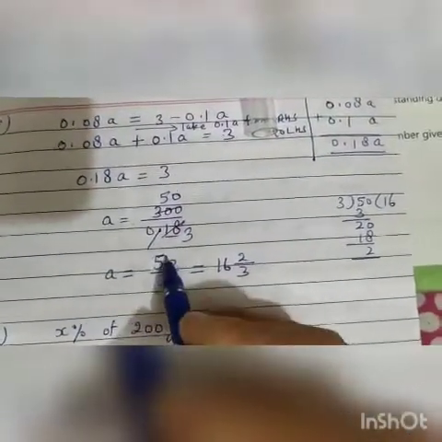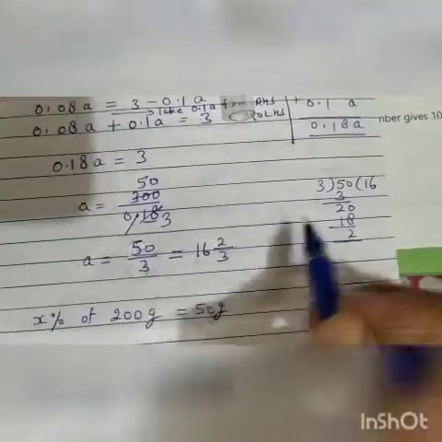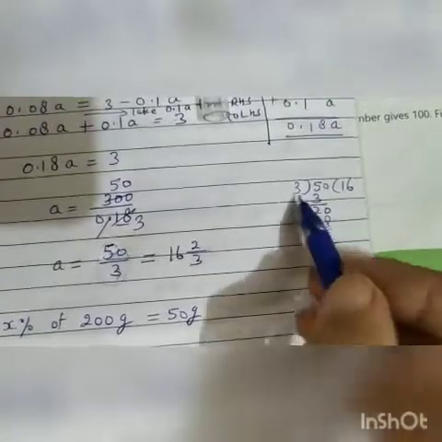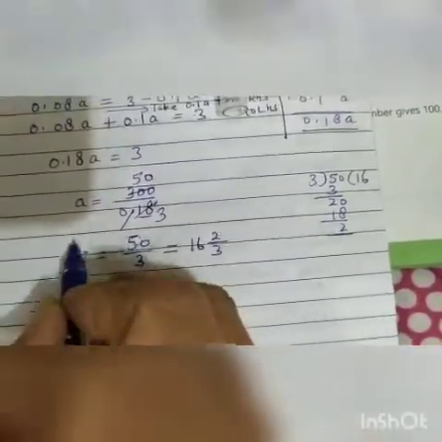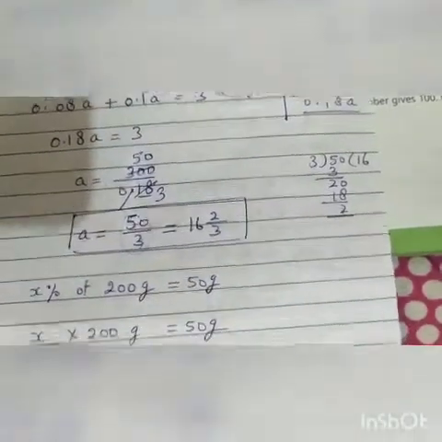Again it is an improper fraction because numerator is greater than denominator. So we will divide it. We get 16 and 2 upon 3. A is equal 16 and 2 upon 3.